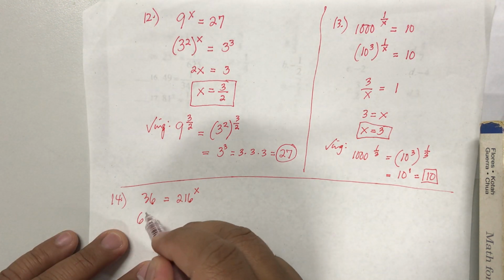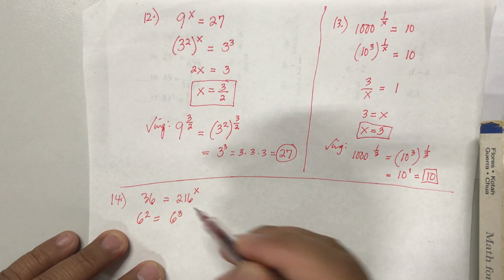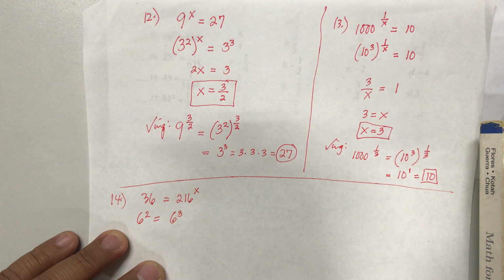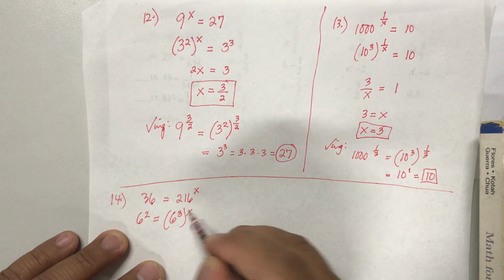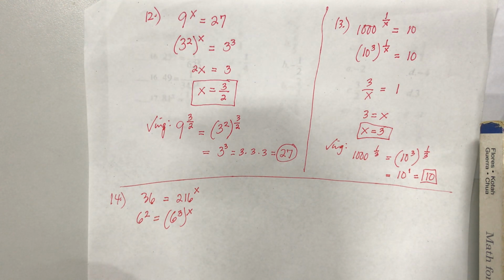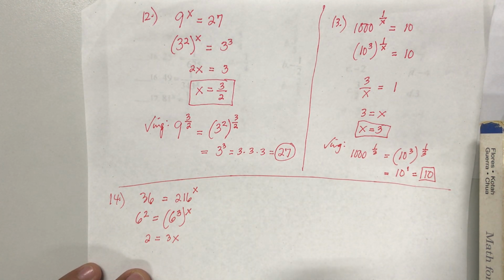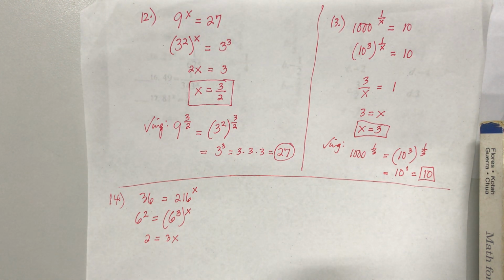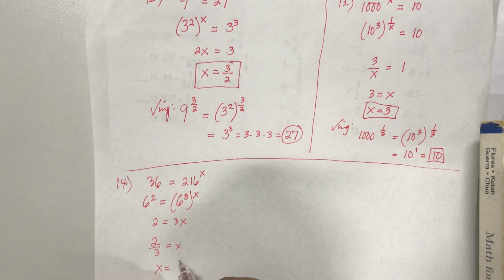36 can be written as 6 squared. 6 times 6 is equal to 36. 216 is 6 cubed. 6 multiplied by itself 3 times is equal to 216. If the two expressions are equal and their bases are equal, it follows that the exponents are equal. So 2 is equal to 3x. Dividing both sides of the equation by 3, it means 2/3 is equal to x, or x is equal to 2/3.